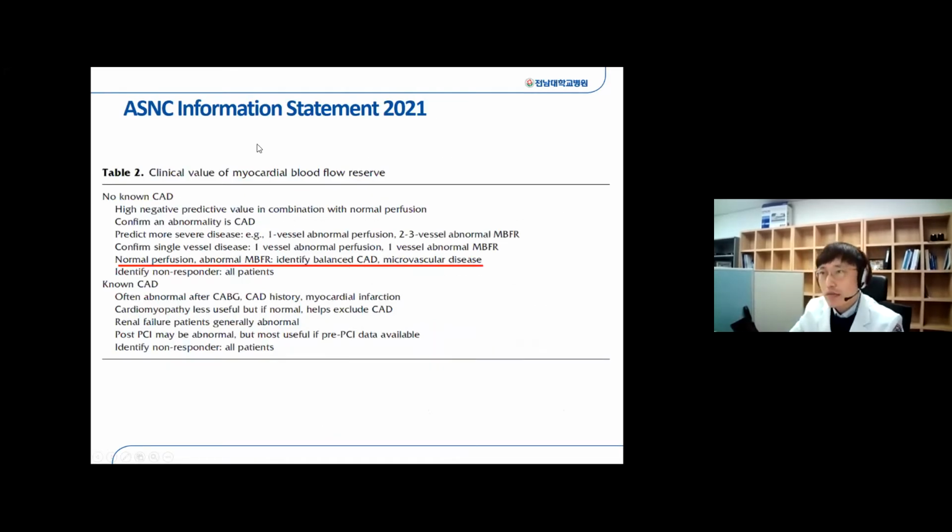So this year, the American Society of Nuclear Cardiology announced an information statement about the quantification and clinical utilization of PET measured MBF, as you can see here. And the most appreciated strength of PET measured flow reserve is detecting balanced ischemia and microvascular disease, which is not available for myocardial perfusion SPECT only.